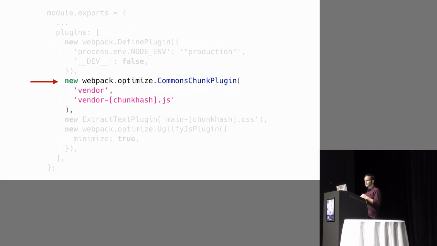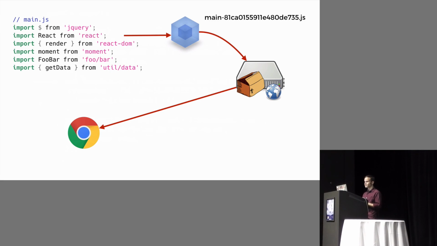So the next plugin is a way for us to actually, so far we've been talking a lot about just throwing everything together in one bundle. But there may be instances where we want to split out some things, especially shared modules. And that's what we can use the Commons Chunk plugin for. So let me illustrate the problem here.